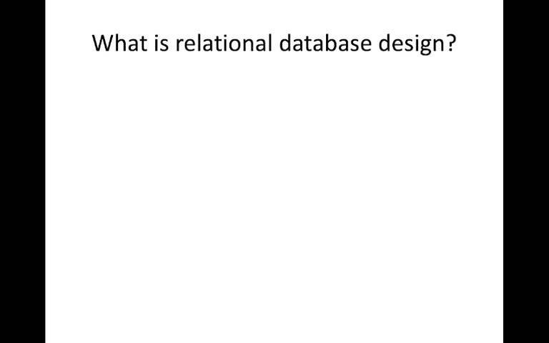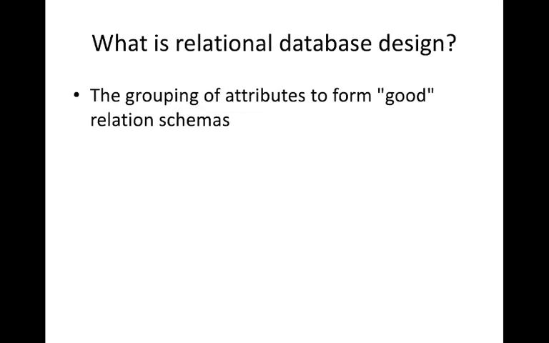So we'll see what a relational database design is. It is the grouping of attributes to form good relation schemes. So we have to group attributes such that we have good relations or good tables. So what do we mean by good relation schemes? We'll be seeing this goodness of relation schemes in this chapter.